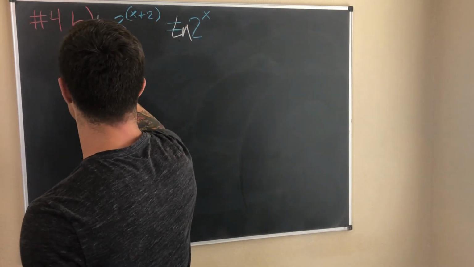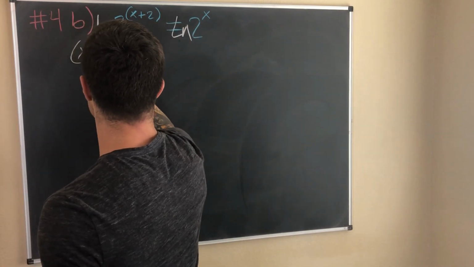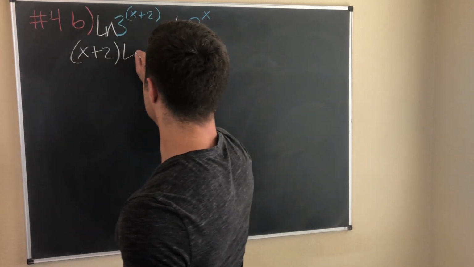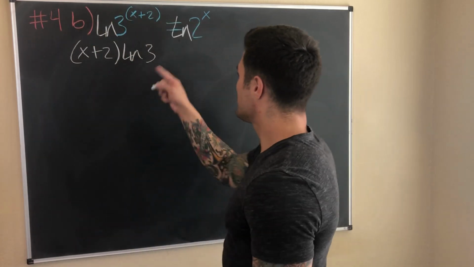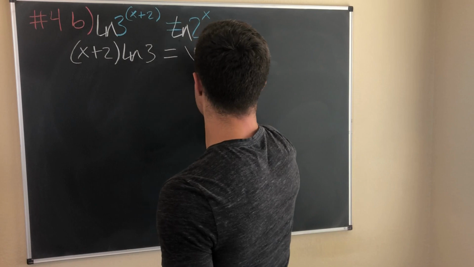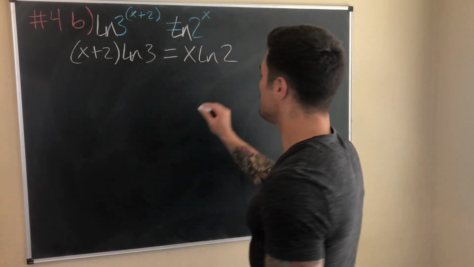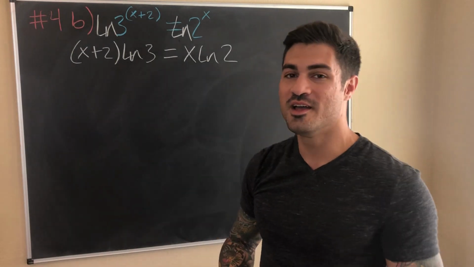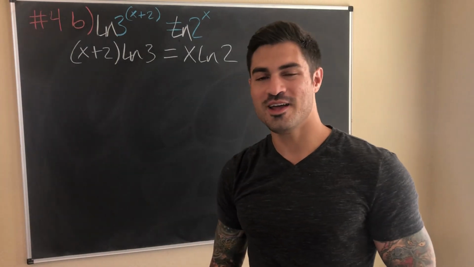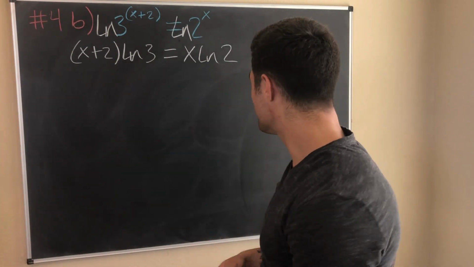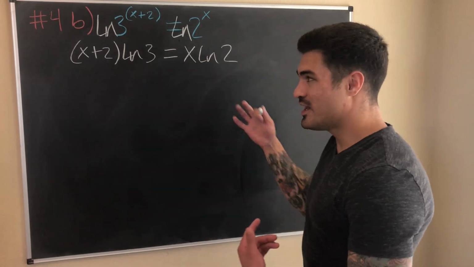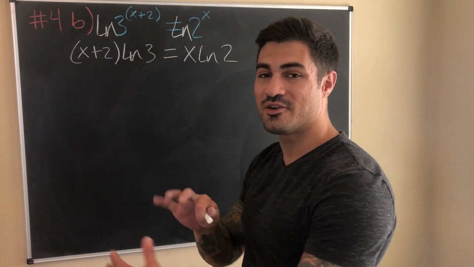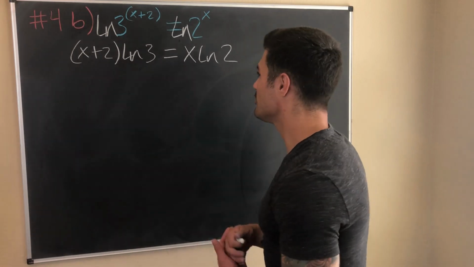Hopefully that's making sense. So what we have here is x plus 2. We can bring that out in front times ln3, and this equals x times ln2. And maybe you're already noticing that we have x in 2 positions, and we're trying to solve for that. It's feeling hopefully familiar by now, kind of like number 1 when we found the inverse of that rational function. So we're going to end up having to group these x terms together and factor out the x, right? Hopefully you're getting comfortable with that idea.